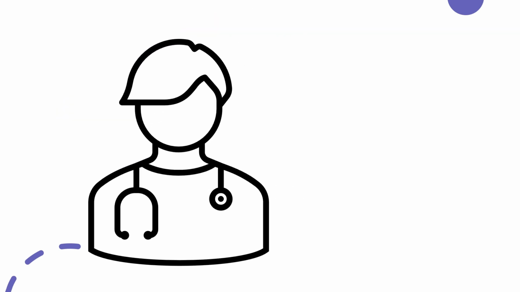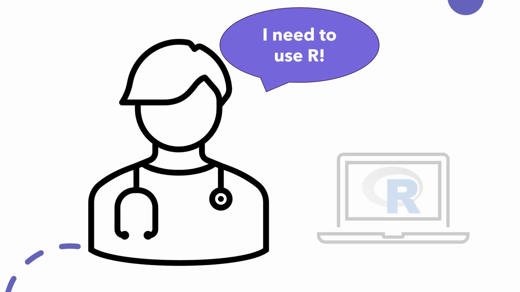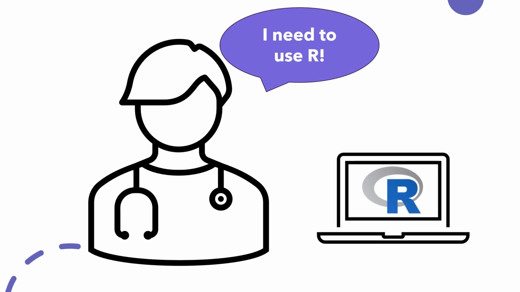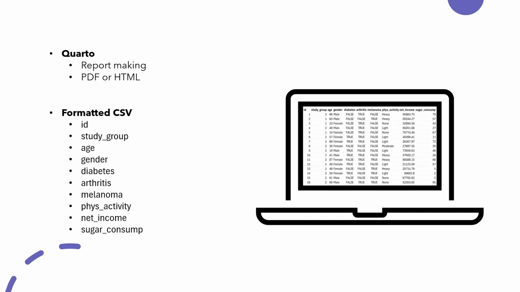Like many scientists and researchers, Doc uses R to analyze his data. Let's explore what Doc will be doing in R. We will be using a package in R called Quarto, which generates reports with embedded R code inside of them. This allows a report viewer to run relatively complex R operations with just a click of a button and no programming experience required. Our report will ingest a formatted CSV with the columns listed here.